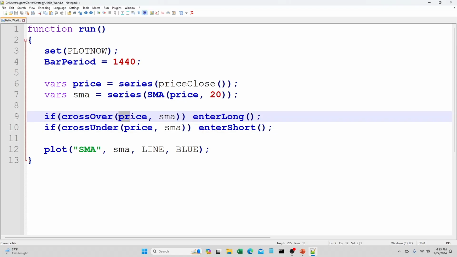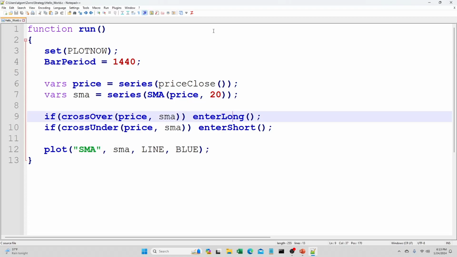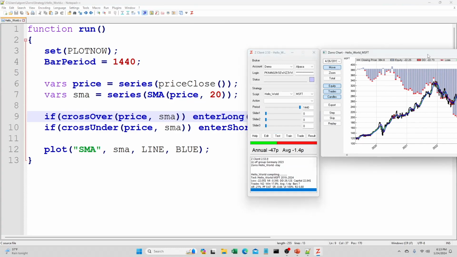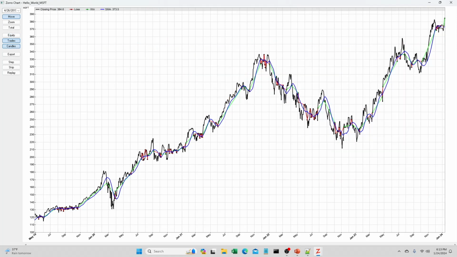So if the price crosses above the simple moving average, enter long. If it crosses under, then enter short. And of course, we want to plot the simple moving average so we can see this. All right, so I'm gonna run this very simple strategy, and what do we see here? Let me remove the equity curve so things become a little more visible.